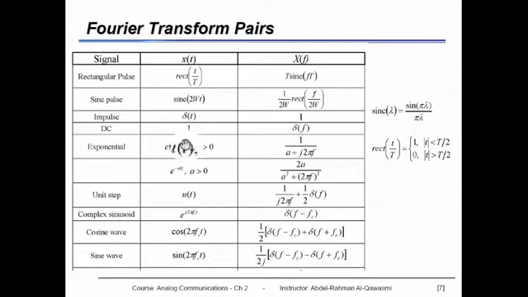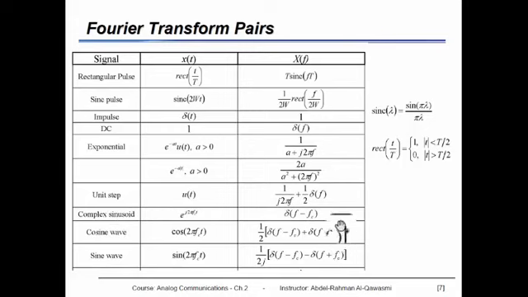This is for the exponential that we studied. For the decaying exponential pulse, this is the other one, the exponential for the absolute time, and this is the Fourier transform. If I have a unit step function, this is the Fourier transform of the unit step function, complex sinusoidal, cosine wave, and sine wave.